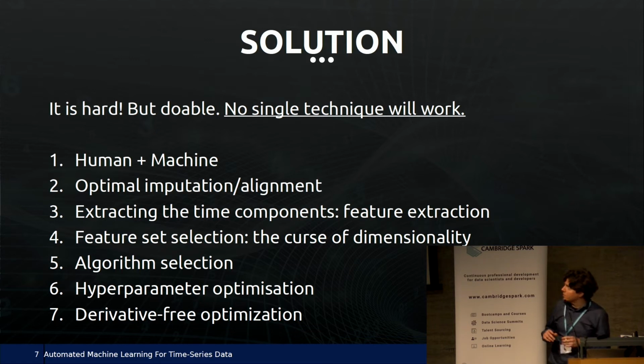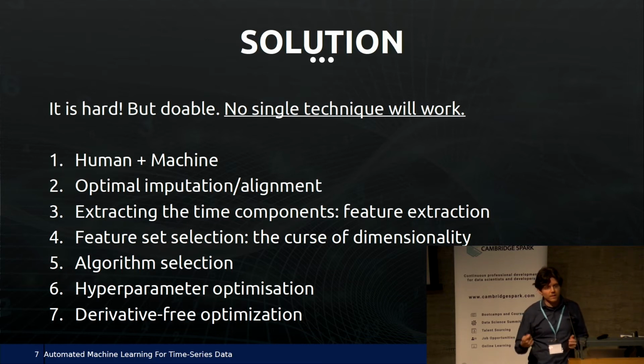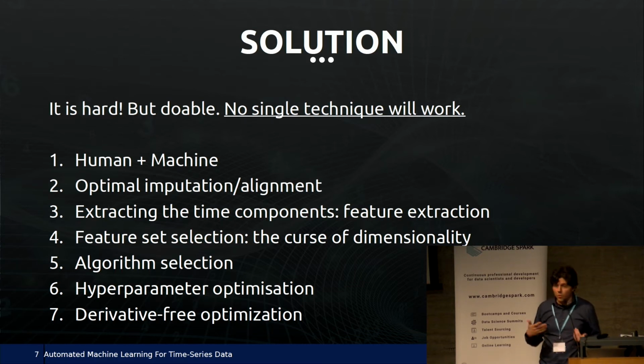So we do that in a couple of ways. We expose a way for humans to interact with the machine in the process. We give a way for a human to put a prior and to say, I believe that these variables should drive this model. So it's a way for a human to nicely interact with the machine. We figure out how to impute and align the data in the time series world. We extract all these time series components that I talked about, things like momentum, how the time series are changing. There's a lot more of those as well. We select which of those features actually matter. We select the algorithms, the hyperparameters, and we optimize the whole thing.